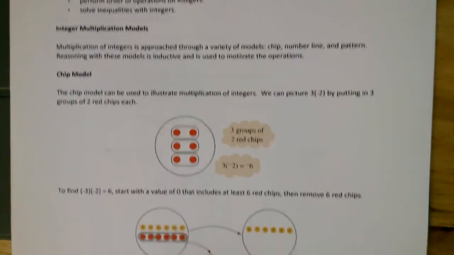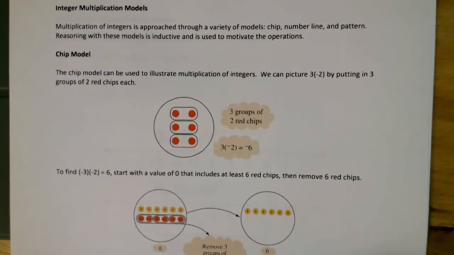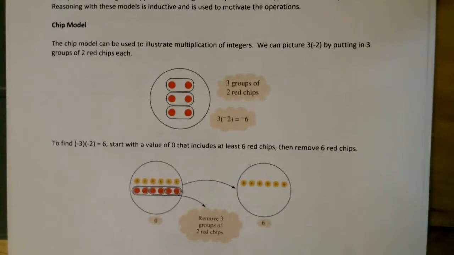So let's talk about some of the integer multiplication models here. Multiplication of integers is approached through a variety of models: shift, number line, and pattern. Reasoning with these models is inductive and is used to motivate the operations. So we'll start off with the use of the shift model, as you can see here.